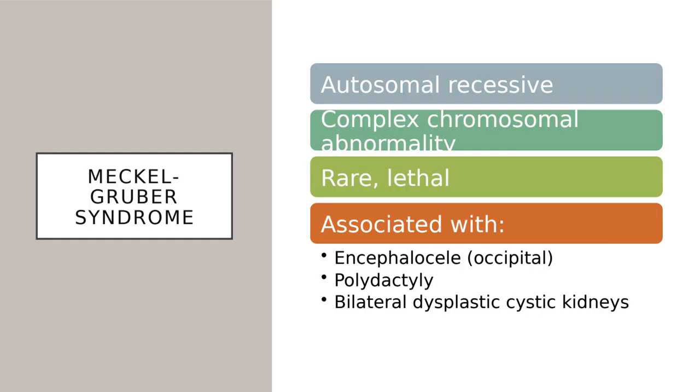Meckel-Gruber syndrome is an autosomal recessive condition. It's a very complex chromosomal abnormality, so we're not going to get too in-depth about it. You just need to know that it exists. And usually we're going to see it with an occipital encephalocele. This means we have a protrusion of brain matter at the back of the skull. Again, we'll learn all about that. Polydactyly, extra digits, and bilateral dysplastic cystic kidneys. So again, renal abnormalities. This is rare, and this is usually incompatible with life because of the bilateral kidney condition.